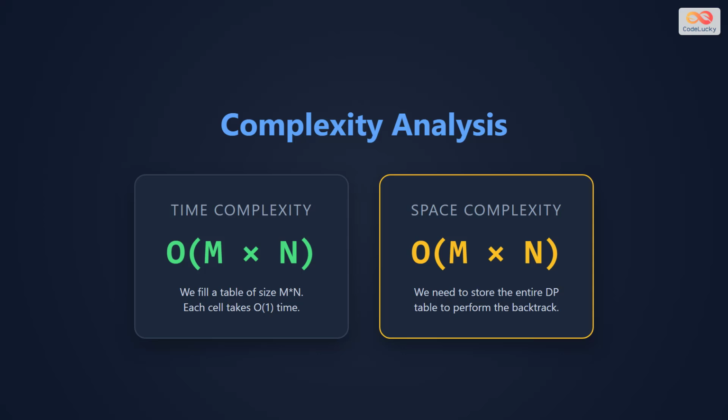The time complexity is big O of m times n because we must fill every cell in the table. The space complexity is also big O of m times n because we need to store the entire table to perform the backtrack step to print the actual string. If we only needed the length, we could optimize the space to big O of min of m or n.